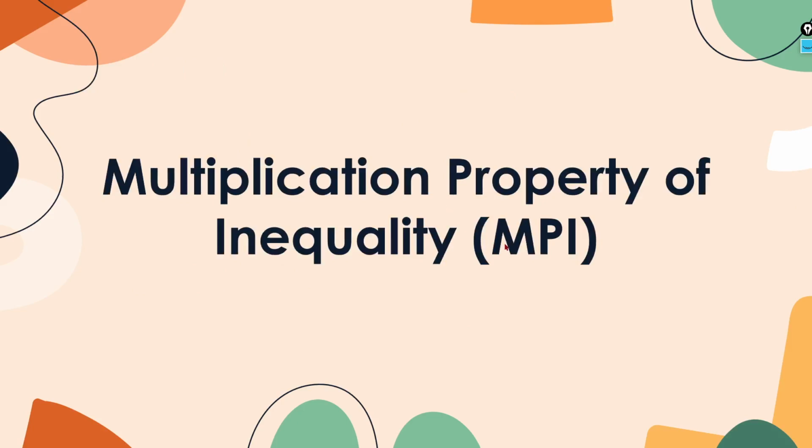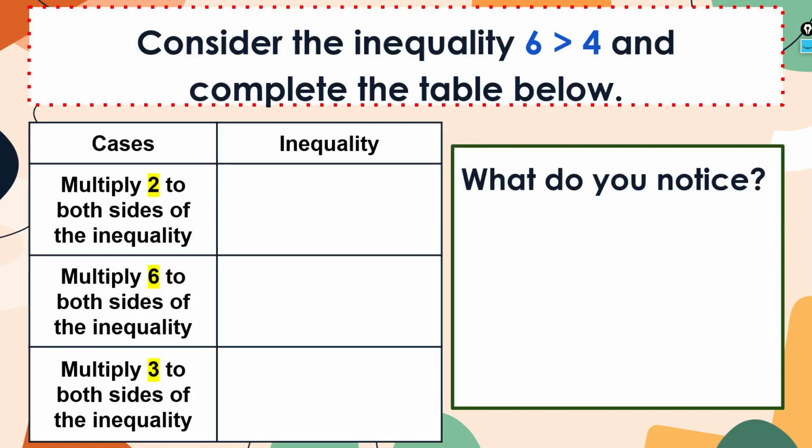How about for MPI? The multiplication property. Again, nakita nyo na ito dapat sa PowerPoint. And you should have already observed something. Tulad nito, kanina, we started with an inequality. Let's do the same here. We have 6 is greater than 4. Okay? So what if we multiply 2 to both sides of the inequality?